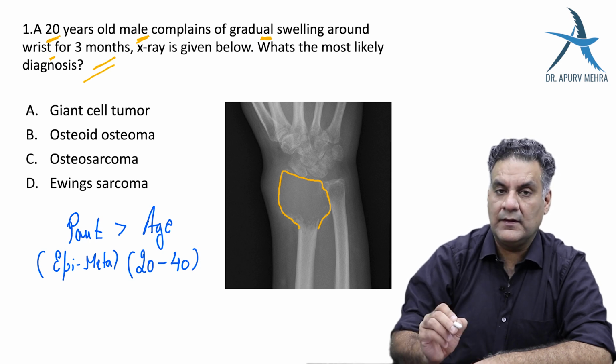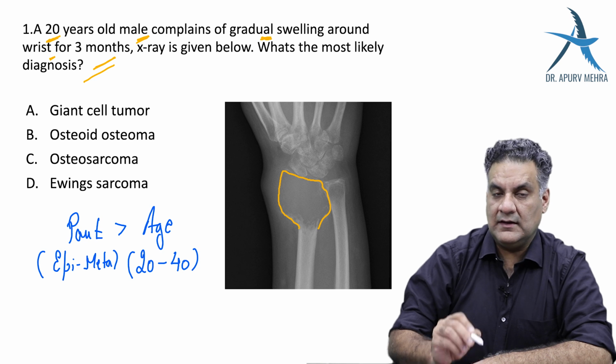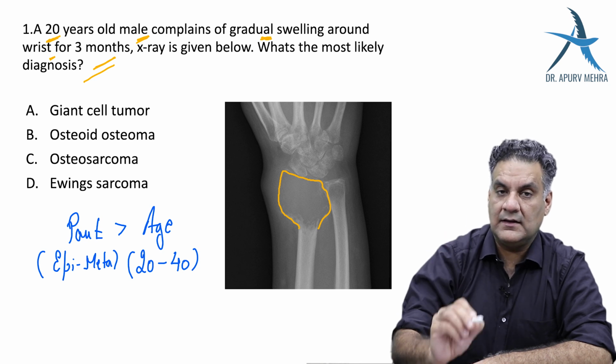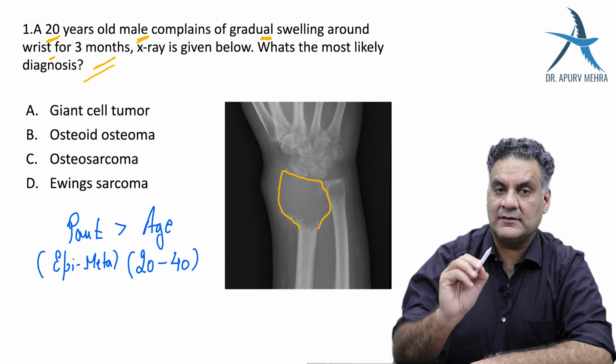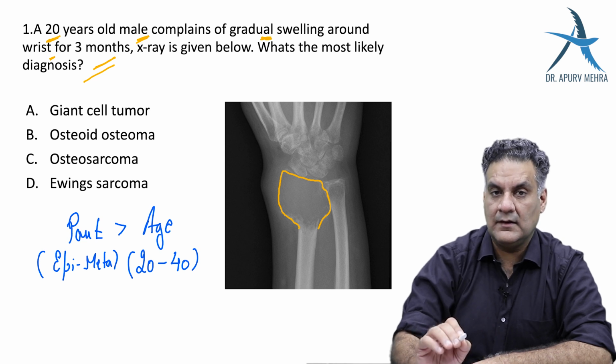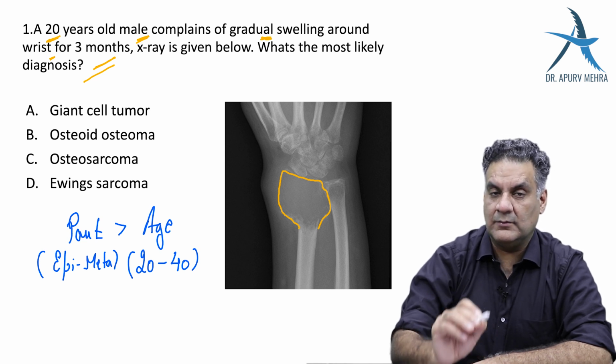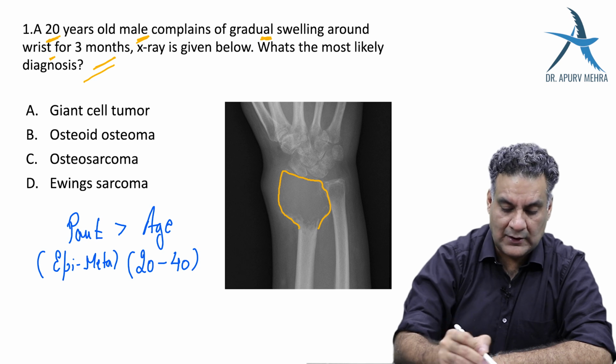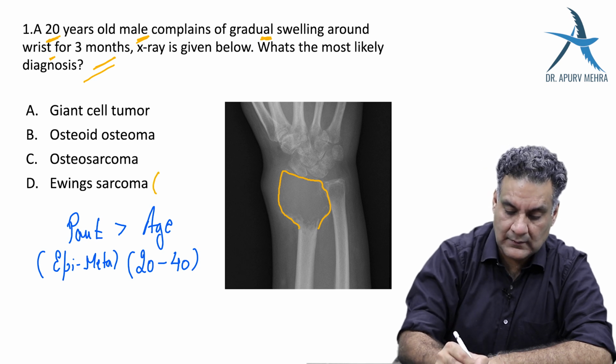An X-ray is given below. This X-ray is the number 1 asked image in entrance exams in the last decade in the country. So these are the questions you must never miss. Looking at the options, Ewing's is a diaphyseal lesion.